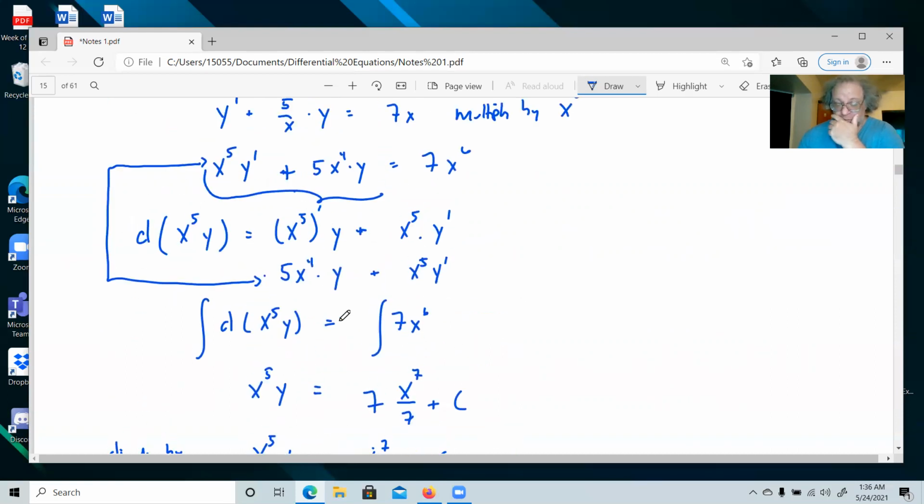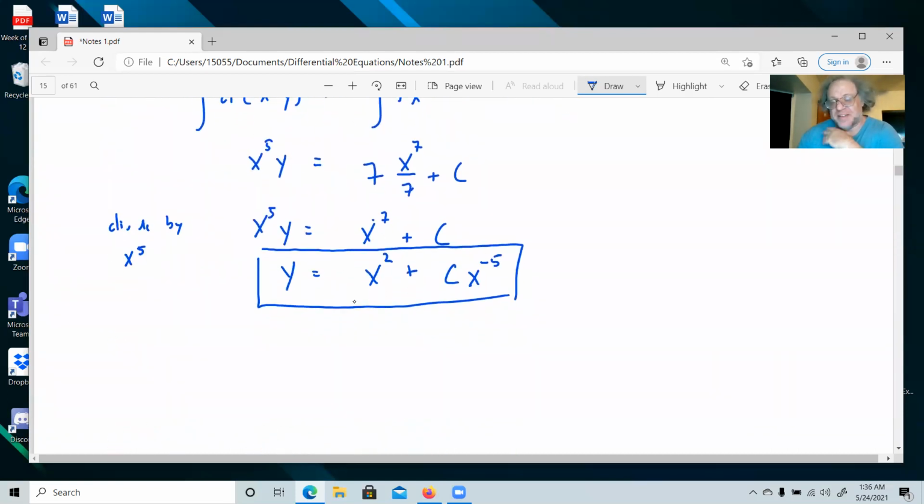Okay, and we could verify. That's left as an exercise to the reader. All right.